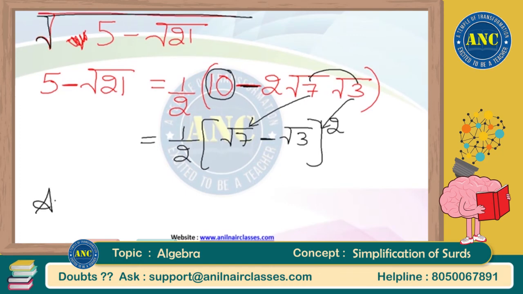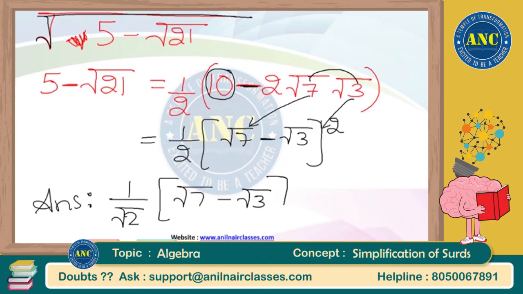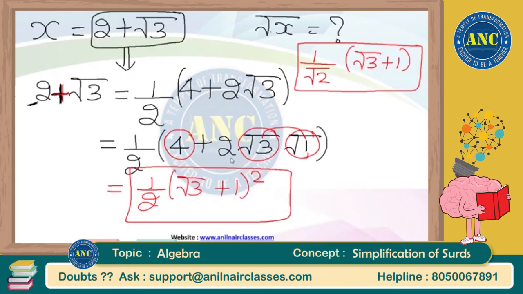So the final answer will become the square root of 1 by 2, which is 1 by root 2, times the square root of root 7 minus root 3 whole square, which is root 7 minus root 3. I hope the idea is clear. Once again I am explaining, sir.